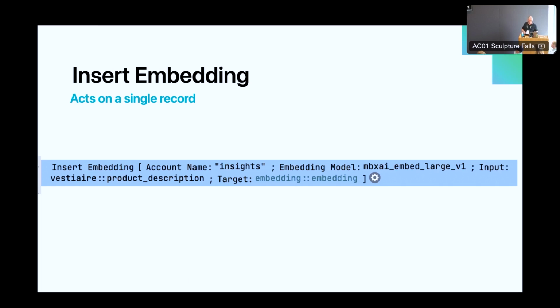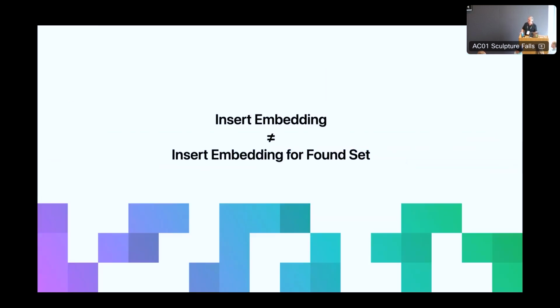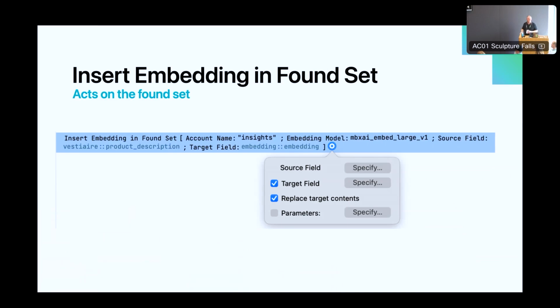We've got insert embedding in found set, which will do a very similar thing, but for the full found set. So insert embedding will run one record. Insert embedding in found set will do what it says, and it'll run for the found set of records. So we specify source field, target field, whether we want to replace the target contents, and we've got some parameters as well that I will get into a bit later.